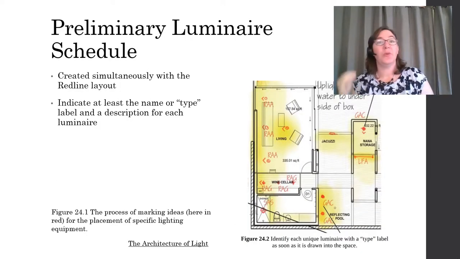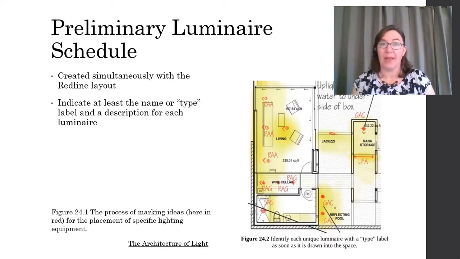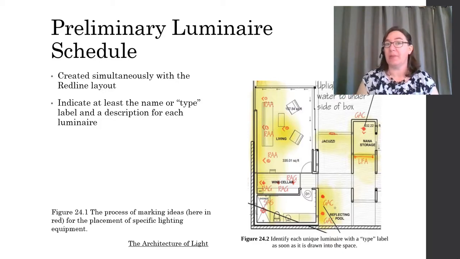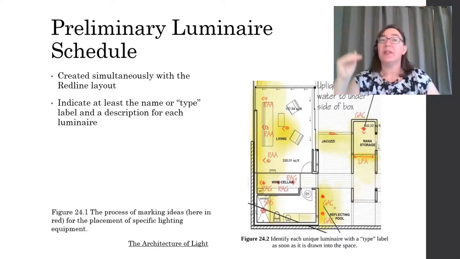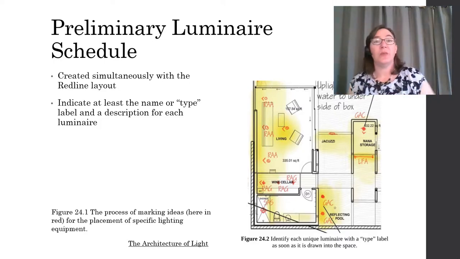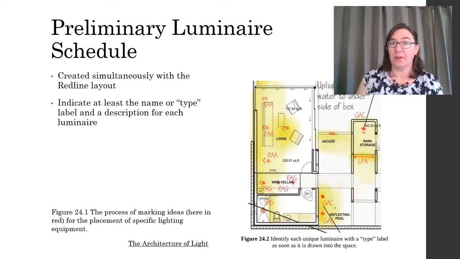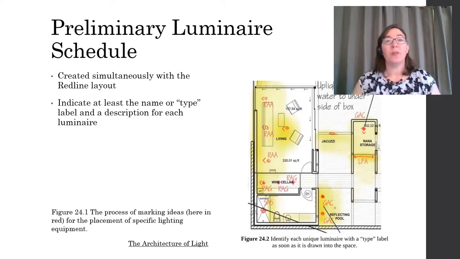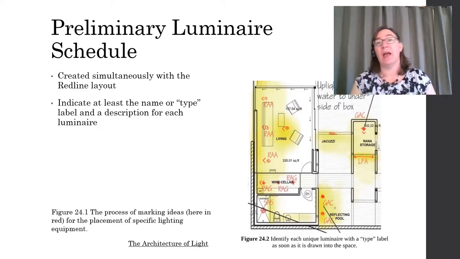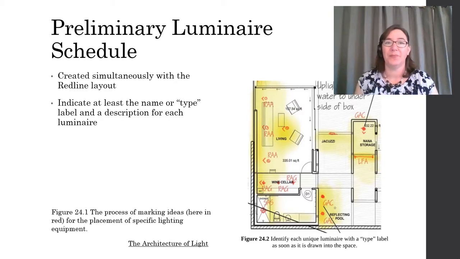As you go through and do your preliminary layout or your red line, you also want to create a preliminary luminaire schedule. This is just a list of all of the things that you are including in your design, all of the equipment, all of the luminaires. And you want to make sure to indicate at least a name and a type label and a description for each luminaire. This helps you keep track and is part of your process for creating your final schedule later.